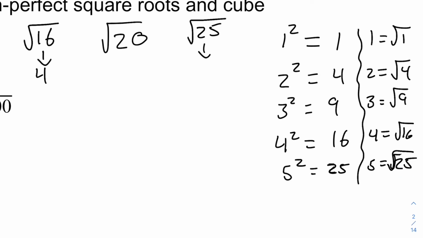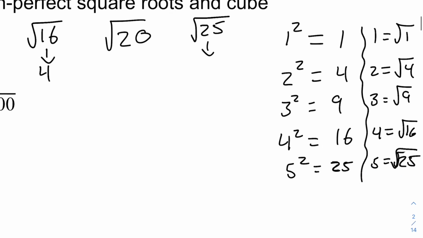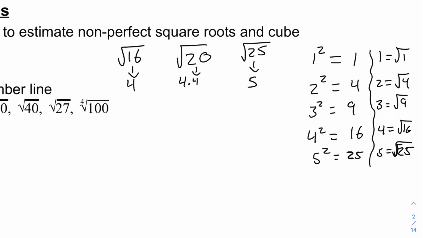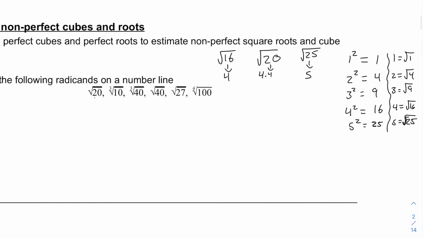Root 25 equals 5. So that means, and I can kind of estimate this, root 20 is closer to 16 than 25 is to 20. So this is going to be roughly, and this is a really rough estimate, probably like 4.4. Okay, it's almost in the middle, but not quite.